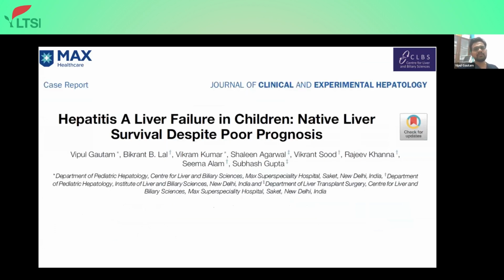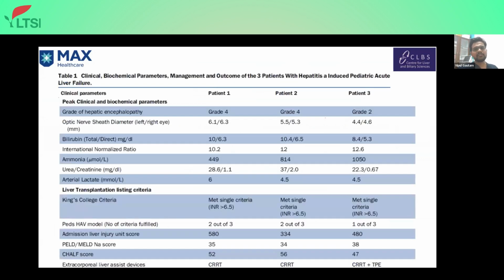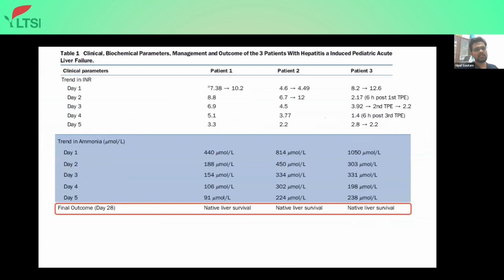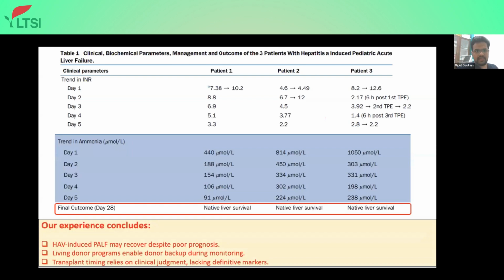This is another paper we published. Next, where we had these 3 children who had INR of more than 10. Next. And all these kids survived without liver transplant. Although they required CRRT, the reason was acute kidney injury, not the ammonia. Next. And as per this study, HIV-induced PALF may recover despite poor prognosis.